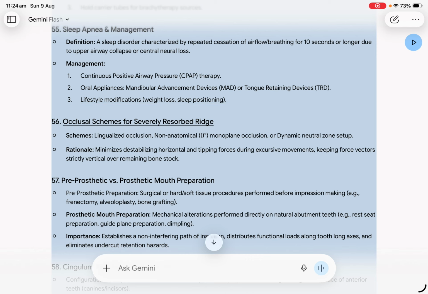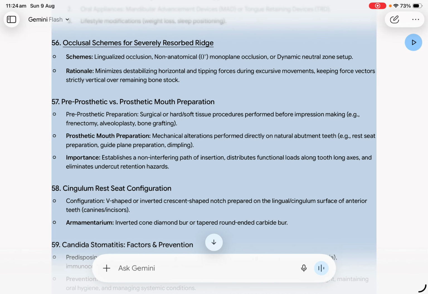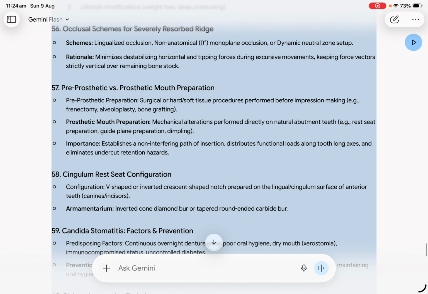56. Occlusal schemes for severely resorbed ridge. Schemes: lingualized occlusion, non-anatomical monoplane occlusion, or dynamic neutral zone setup. Rationale: minimizes destabilizing horizontal and tipping forces during excursive movements, keeping force vectors strictly vertical over remaining bone stock.